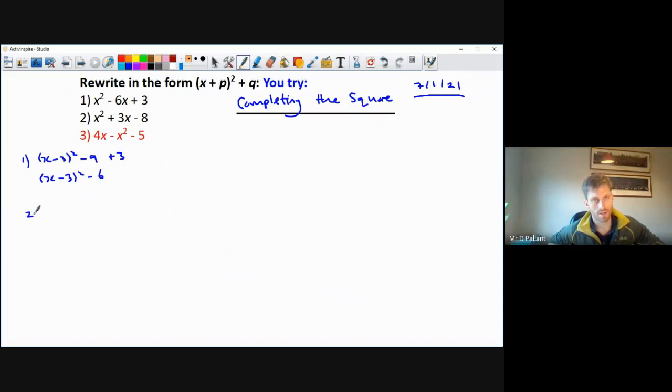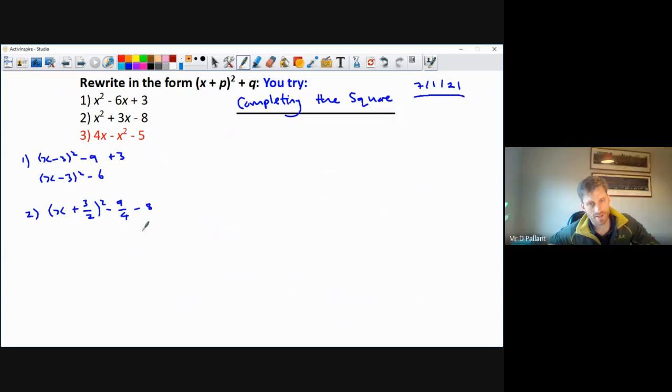Number 2 is a bit harder because I've got a fraction. So I've got x plus 3 over 2 squared. And so I'll have to take away minus 9 over 4. Notice how it doesn't matter whether that's a plus or a minus. You always minus after the bracket. It's always minus to start with. Then we've got minus 8.